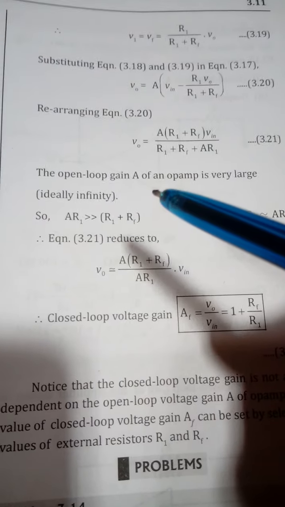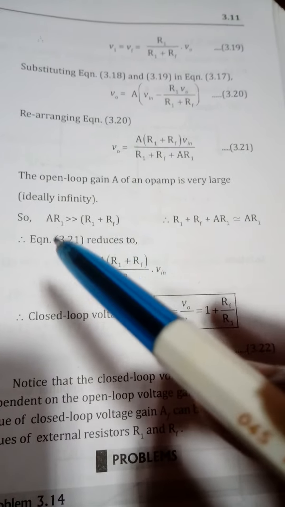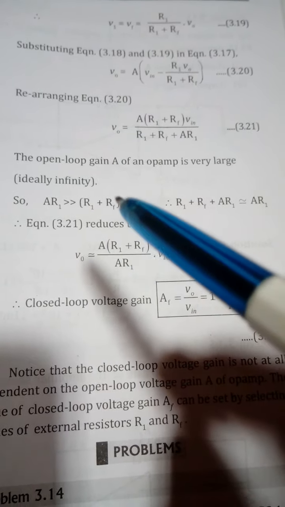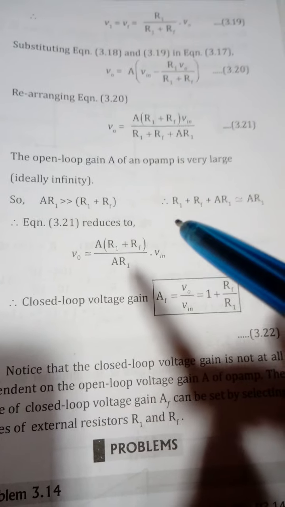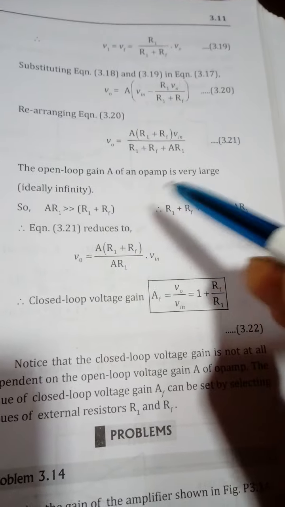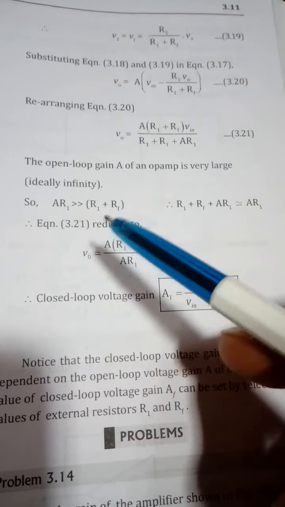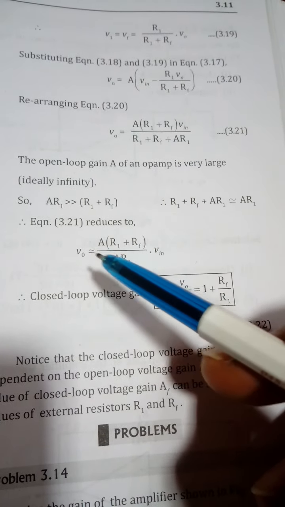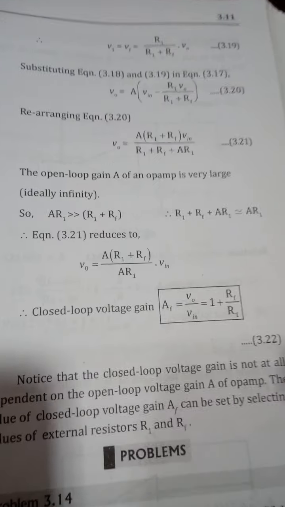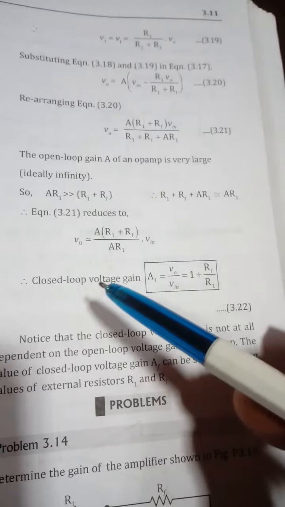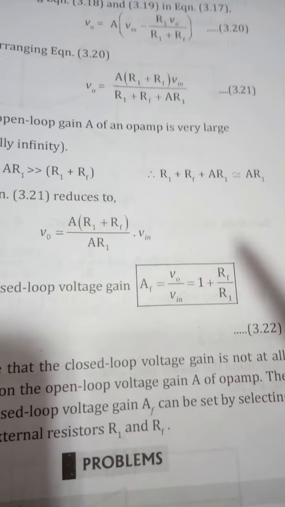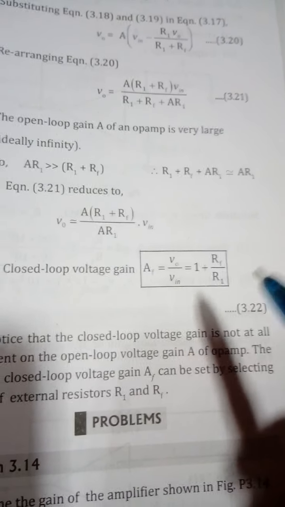So the open loop gain A of an op amp is very large. Therefore, A into R1 is very much larger than R1 plus RF. Therefore, R1 plus RF plus AR1 is approximately equal to AR1, because you can ignore R1 plus RF from this. This equation reduces to V0 is equal to A into (R1 plus RF) divided by AR1 into Vin. And the closed loop voltage gain is given by AF is equal to V0 by Vin, which is nothing but 1 plus RF by R1.